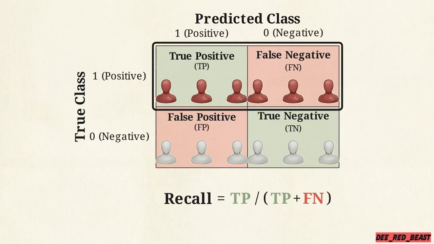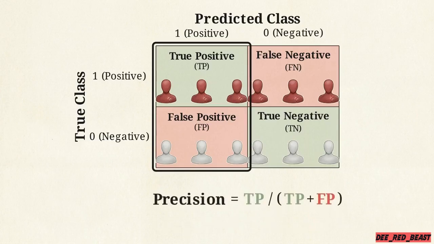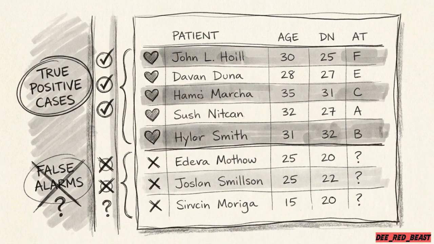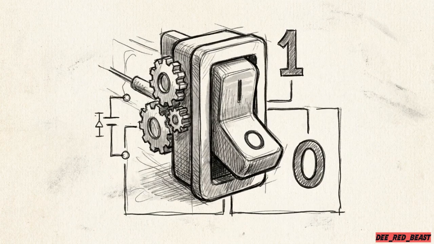To diagnose a model trained on heavily imbalanced data, we rely on 2 specific metrics derived directly from this grid. First is recall. It asks, out of all the actual positive cases in reality, how many did our model successfully catch? Second is precision. It asks, out of all the cases the model predicted as positive, how many were actually real. Breaking accuracy down into precision and recall provides the diagnostic clarity required to see exactly how a model handles critical minority classes.